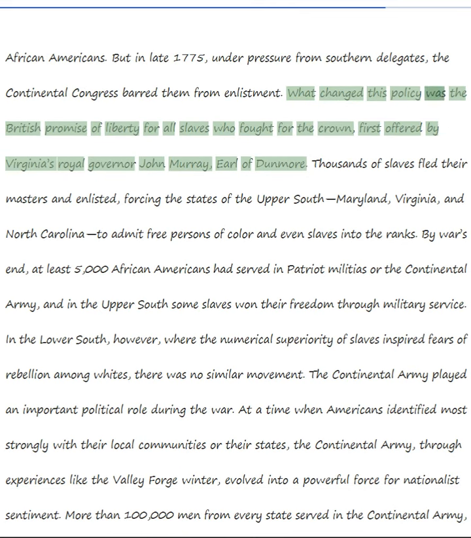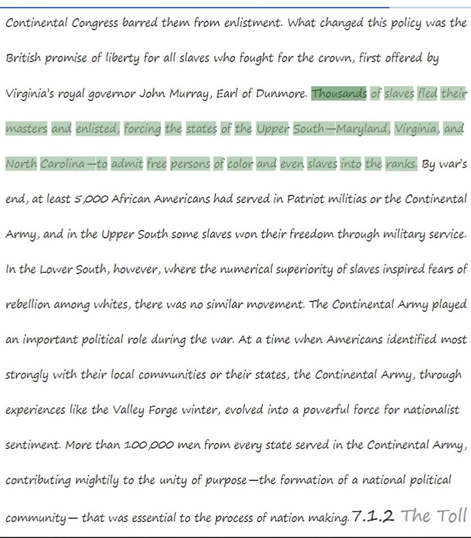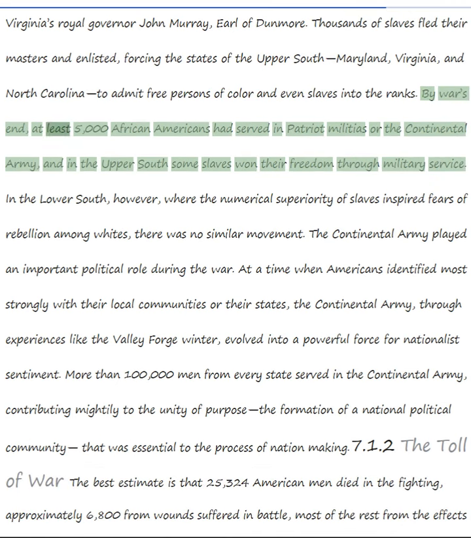What changed this policy was the British promise of liberty for all slaves who fought for the crown, first offered by Virginia's royal governor John Murray, Earl of Dunmore. Thousands of slaves fled their masters and enlisted, forcing the states of the Upper South, Maryland, Virginia, and North Carolina, to admit free persons of color and even slaves into the ranks. By war's end, at least 5,000 African Americans had served in Patriot militias or the Continental Army, and in the Upper South some slaves won their freedom through military service.